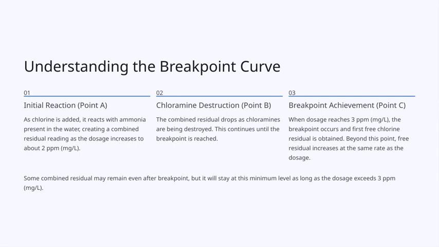Now at point C, which is the breakthrough moment, when the dosage hits around 3 ppm, the breakpoint occurs. Here, we finally see the first free chlorine residual appear. This is a key indicator because beyond this point, the free residual increases at the same rate as we add more chlorine. It's also important to note that even after reaching the breakpoint, some combined residual might still linger, but it will stay at a minimal level as long as we keep the dosage above 3 ppm. Understanding this curve helps us optimize chlorination, ensuring effective disinfection while managing residuals efficiently.